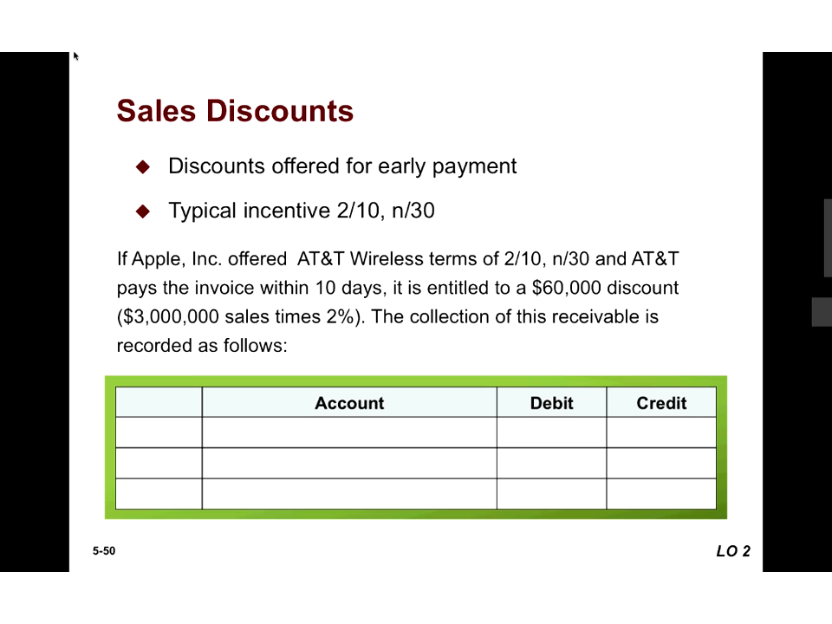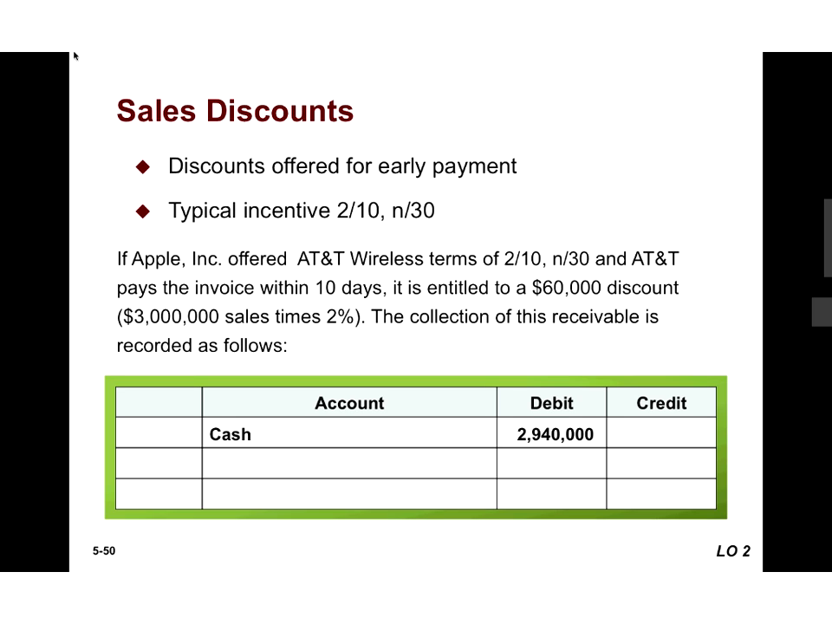So when AT&T pays Apple, so let's assume that AT&T pays within the 10 days. What AT&T is going to do is AT&T is going to pay cash. And the amount of cash AT&T is going to pay is going to be $2,940,000, which is the $3 million invoice less the $60,000 early payment discount. So they're going to pay cash of $2,940,000. So Apple's getting that amount.